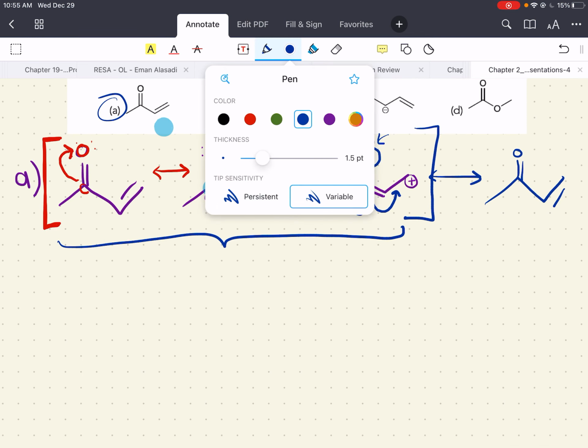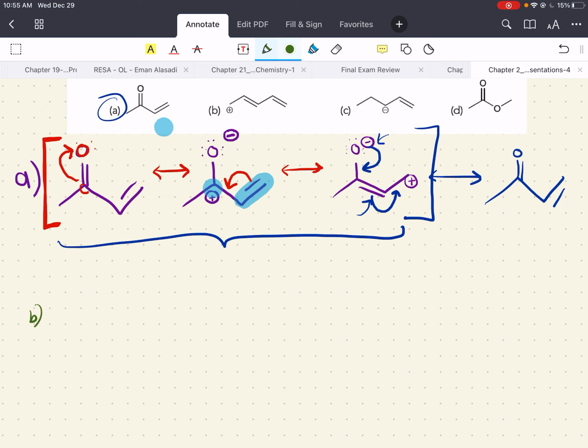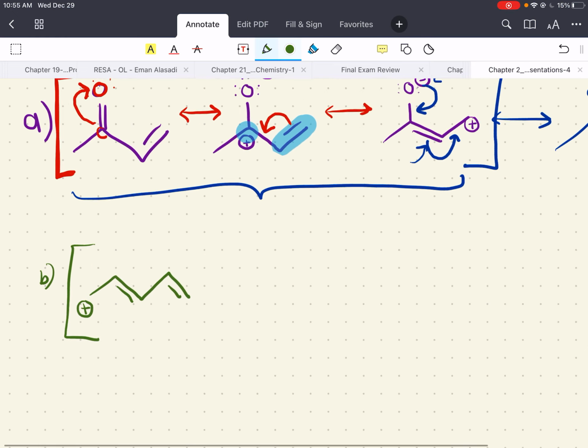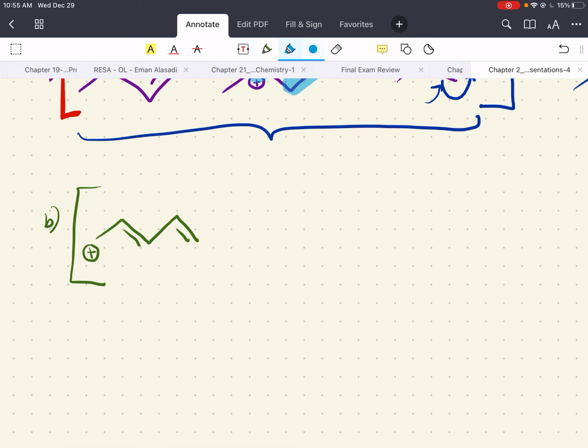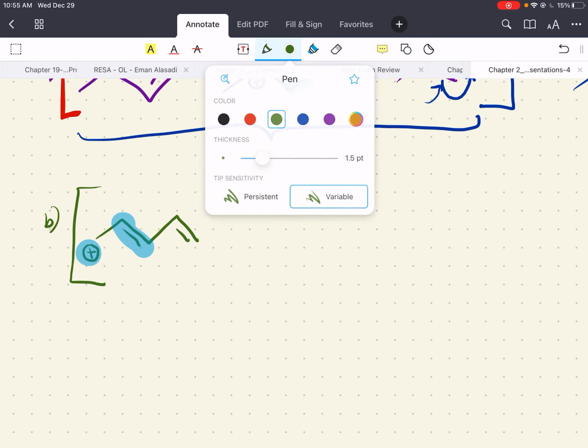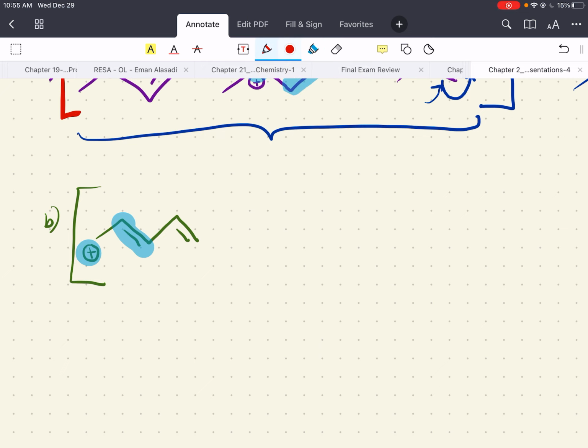Let's go ahead and do B now. Here is B. Do we recognize any resonance patterns here? Look at that: a double bond, and in the allylic position is a carbocation. Beautiful. That is one of our resonance patterns. Now, how do we deal with this resonance pattern? We start at the double bond, and we're going to move it right over here. What we get as a consequence of that is a structure that's going to look like this. That positive charge has moved over here.